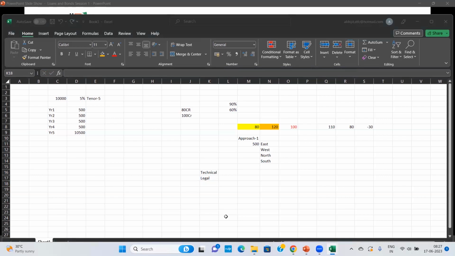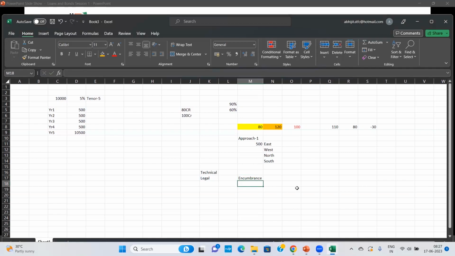The ownership of the property, number one. Second is to check encumbrance. Encumbrance means whether the property is already financed to some lender or not. Whether the property is already under financed.